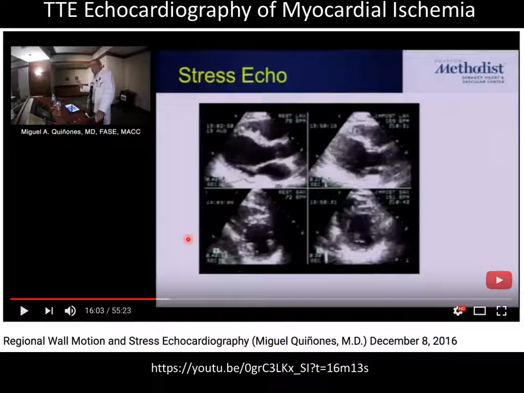An echo stress test, the way you do this is you put somebody on a bike or you can give them a drug. Let's do it with the drug because it's the easiest. So they're lying on a table and you take a rest echo study. So you look at the wall motion, or the contraction of the muscle, in all of those regions that we talked about. And if it all looks normal, well, cool. You then give them a drug, and this drug is called dobutamine. What it does, it's like epinephrine. It creates much stronger contraction, or contractility, in the myocardium.